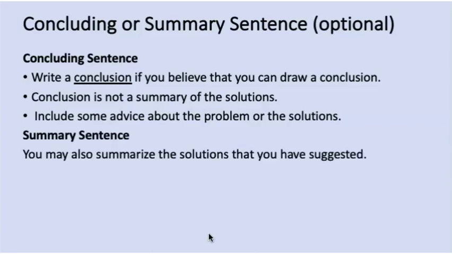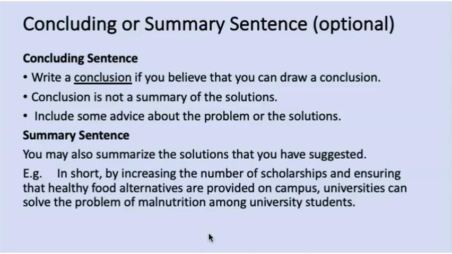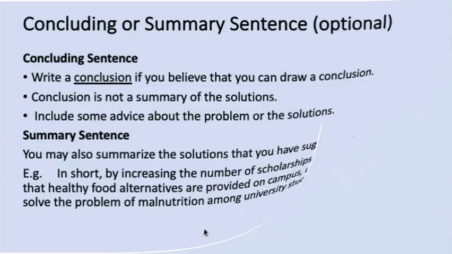You may summarize the solutions that you have suggested. You can say, in short, by increasing the number of scholarships and ensuring that healthy food alternatives are provided on campus, universities can solve the problem of malnutrition among university students. So, this is the summary of your main points.